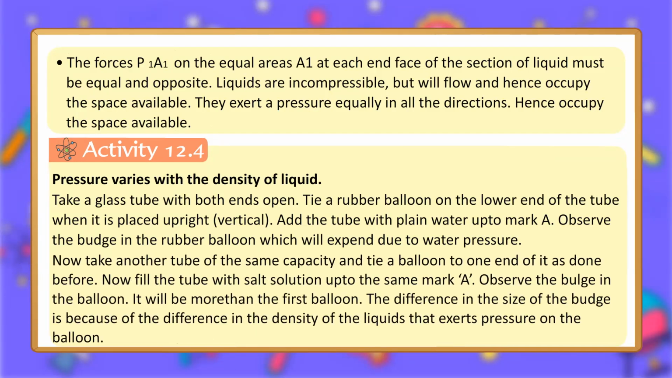Now take another tube of the same capacity and tie a balloon to one end of it as done before. Now fill the tube with salt solution up to the same mark A. Observe the bulge in the balloon. It will be more than the first balloon. The difference in the size of the bulge is because of the difference in the density of the liquids that exerts pressure on the balloon.